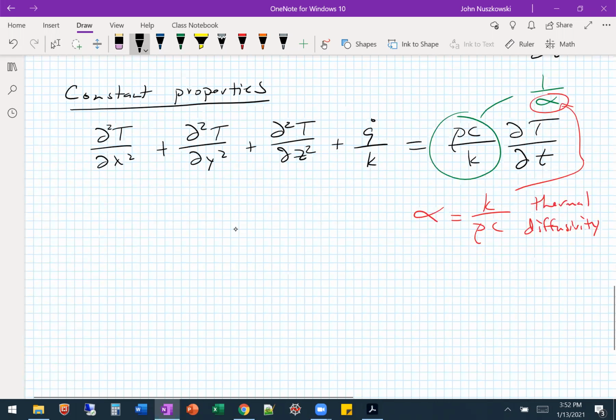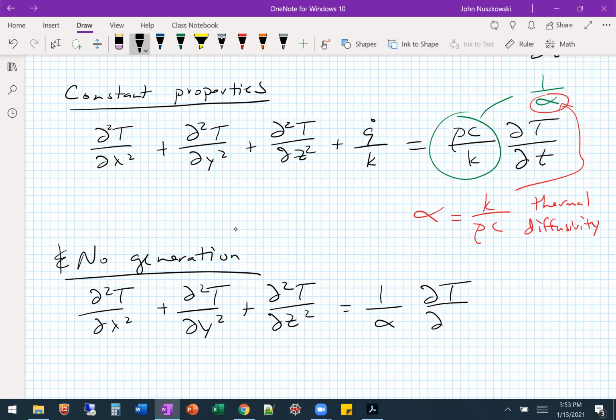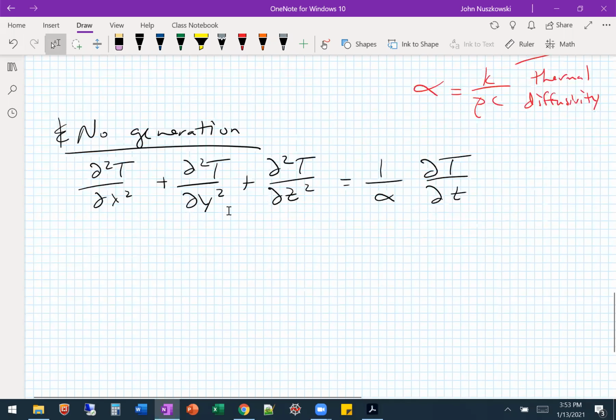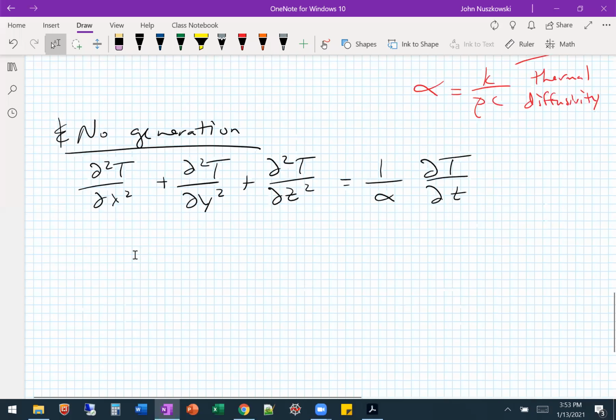All right, so that's constant properties. All right, let's say there's no generation. So constant properties and no generation. All right, so then that simplifies to this. Okay. All right. Now let's say constant properties, no generation, in one dimension.